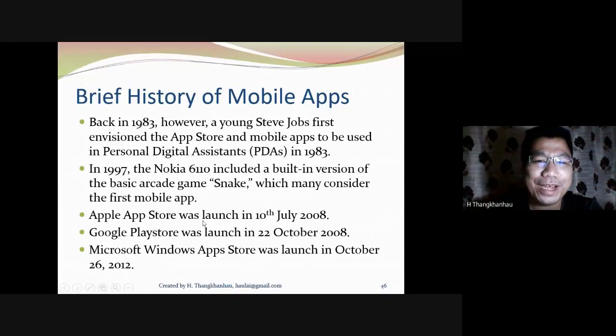Apple launched mobile apps on July 10, 2008, and Google launched the Play Store on 22 October 2008. Microsoft launched Windows apps and its App Store in 2012.